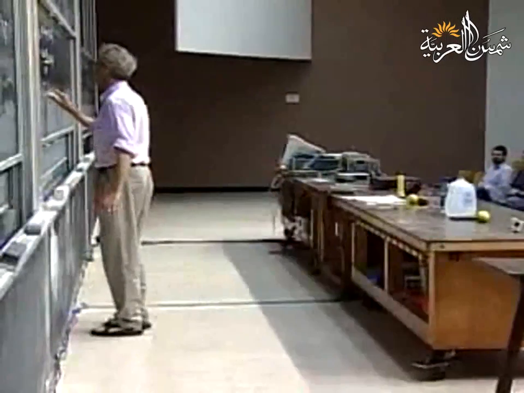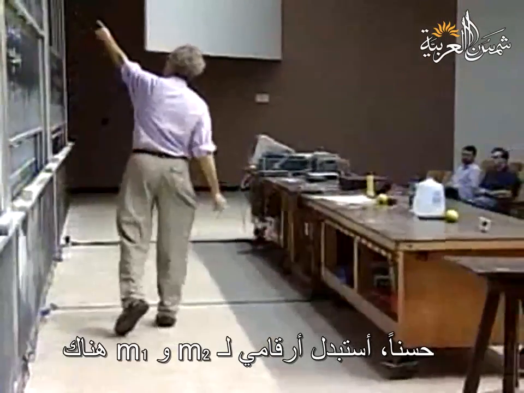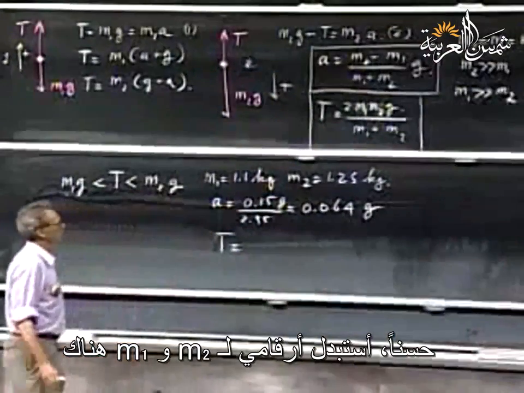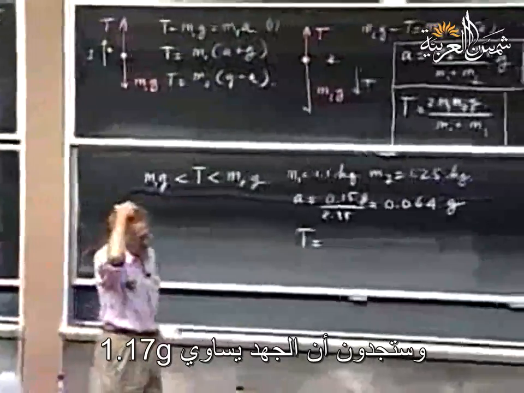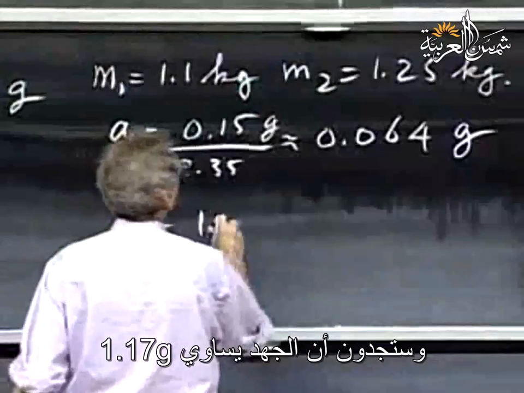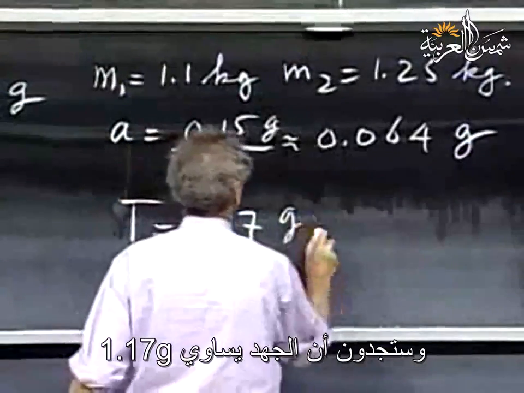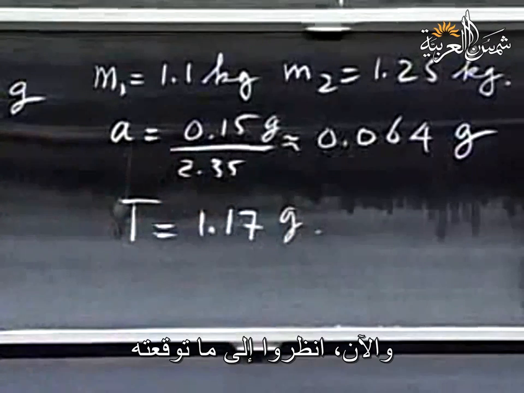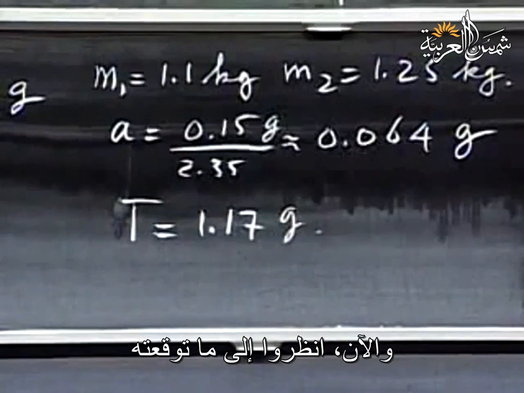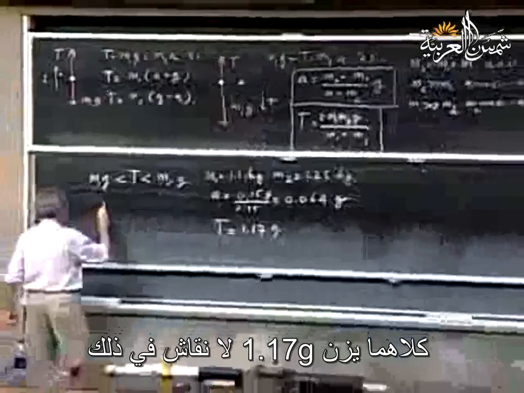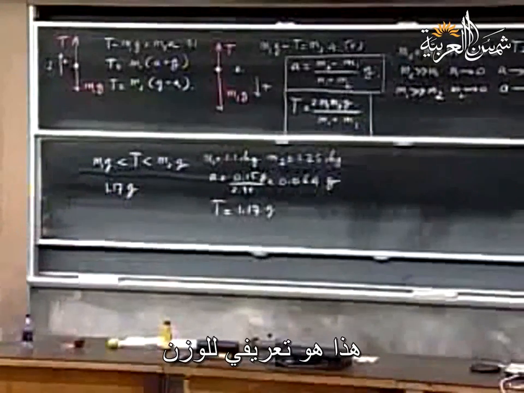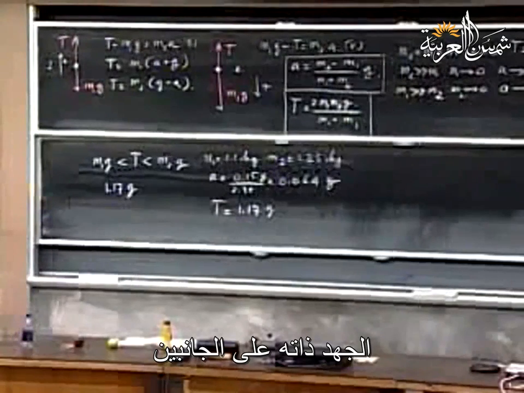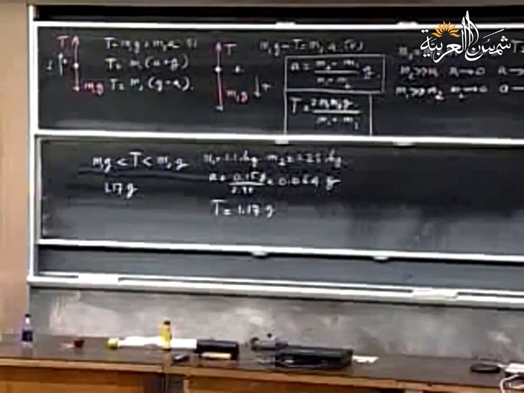What is the tension? Well, I substitute my numbers for m1 and m2 in there. You can take for g 10 if you like that. And you will find that the tension equals 1.17 g. And now, look at what I predicted. They both weigh 1.17 g. That's non-negotiable. That is my definition of weight. The tension on both sides is the same. This is their weight.